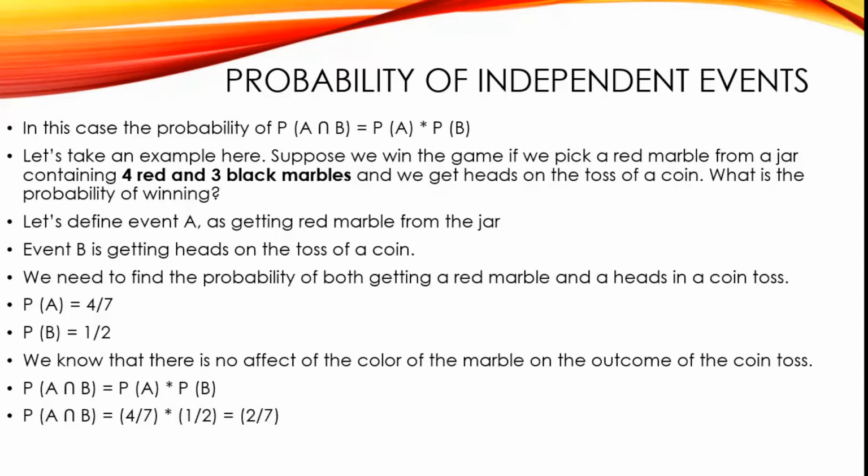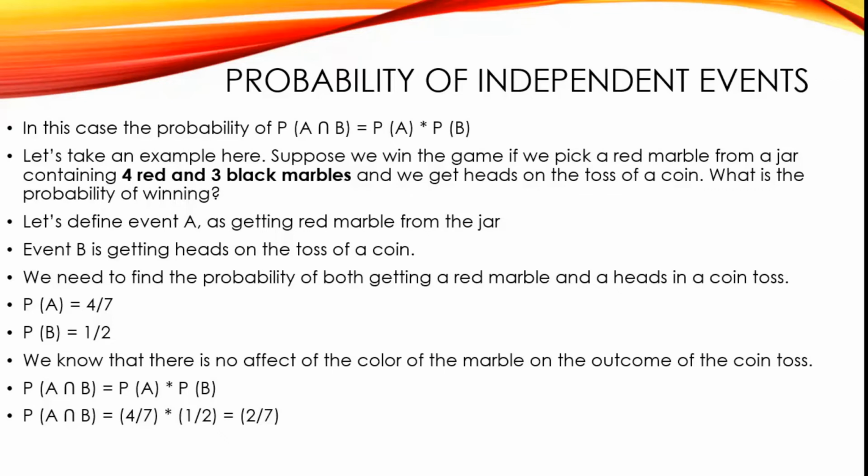So let's define an event A: getting a red marble from the jar. How many are there? 4 plus 3, 7 are there. We win the game if you pick a red marble from a jar containing 4 red and 3 black marbles. Already there are 7 marbles, and 4 of them are red and 3 of them are black. Here I need to pick one of the marbles. If it comes a red marble, that means you are the winner.